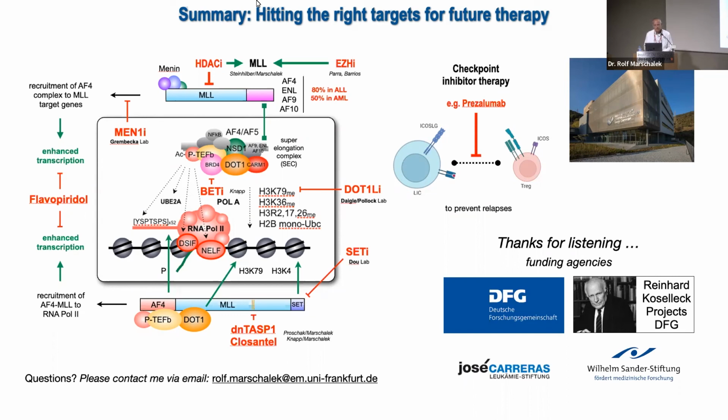Okay, other question? Pablo? Rolf, very nice speech. Just a quick question. Have you been able to link the final ICOS story and immune evasion with lineage switch to AML in these patients?